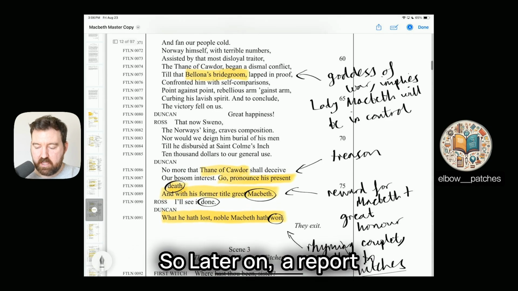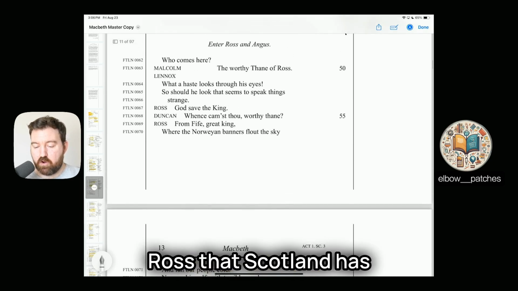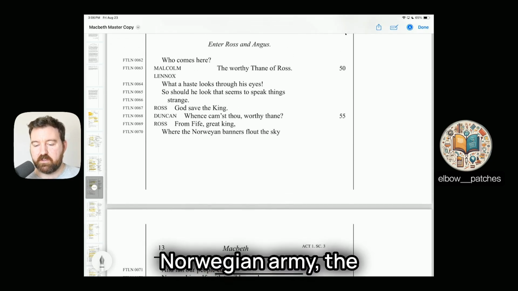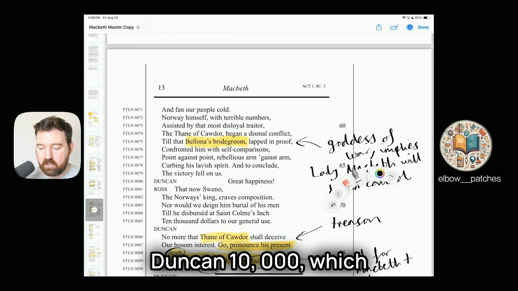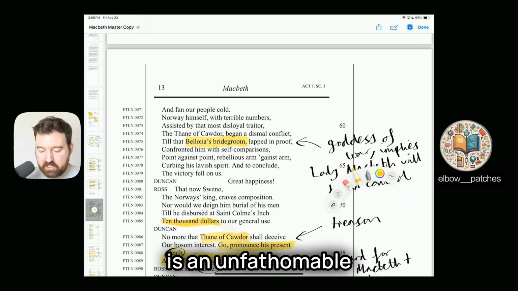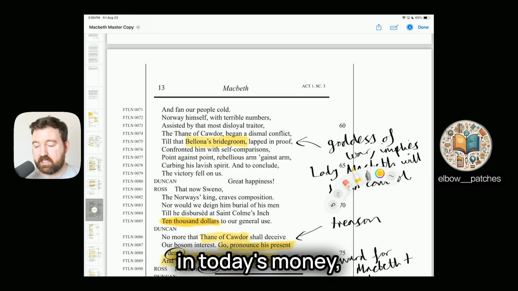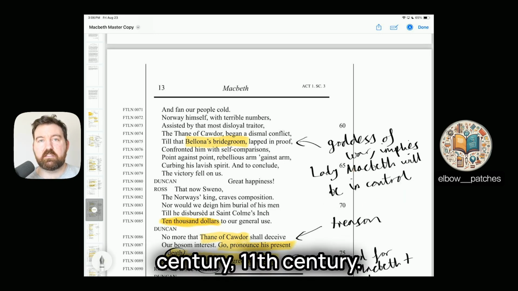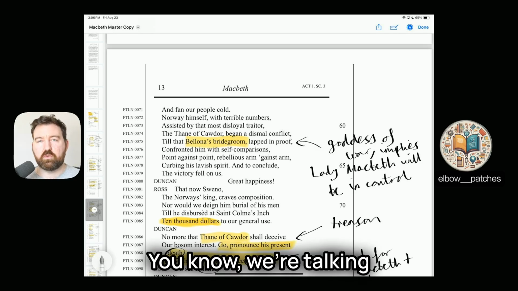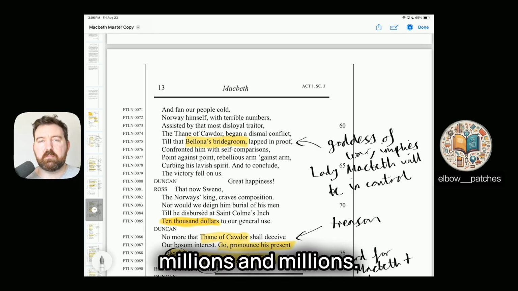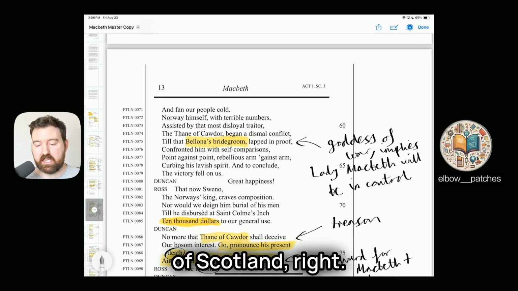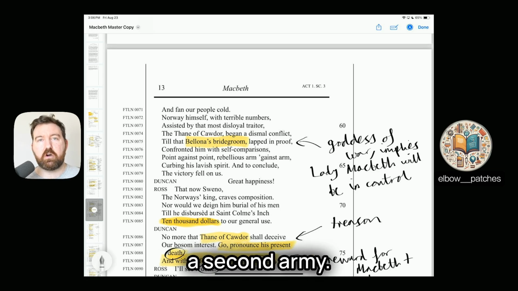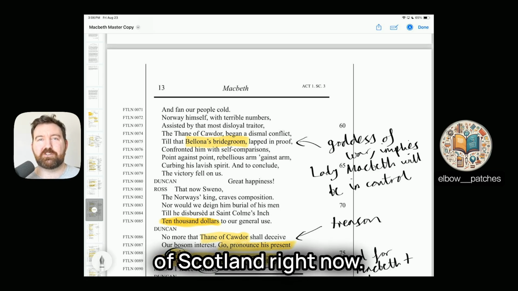Okay, so then we just have a couple more quotes to go through on the final page of this. Later on, a report comes back from Ross that Scotland has won, has defeated the Norwegian army. The Norwegian army now is going to have to pay Duncan 10,000, which is an unfathomable amount of money in today's money. Imagine this is like 10th century, 11th century. We're talking millions and millions. So Macbeth has not only made millions for Scotland and for King Duncan as head of Scotland, he's defeated a second army. He is absolutely the hero of Scotland right now.